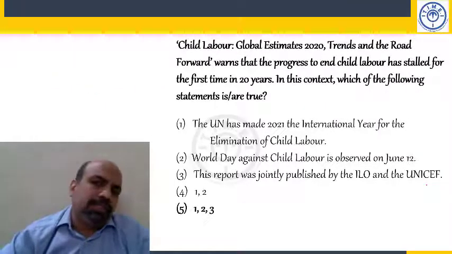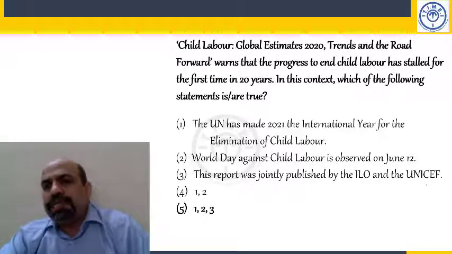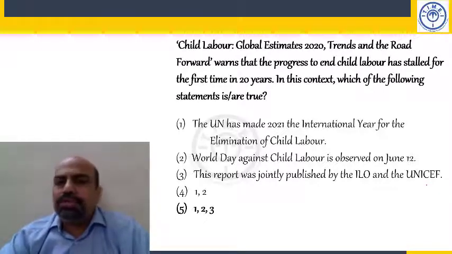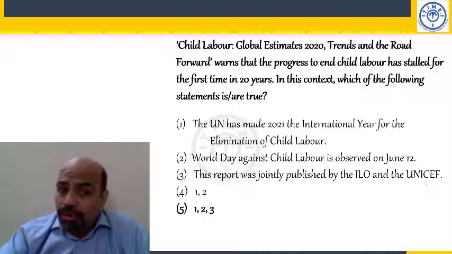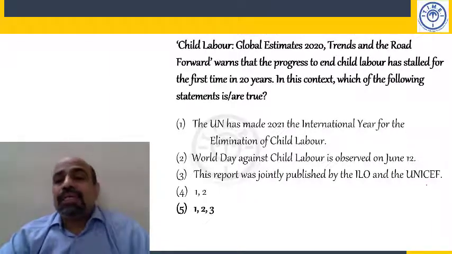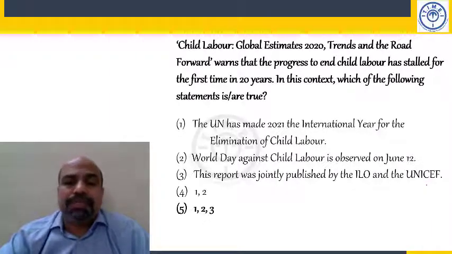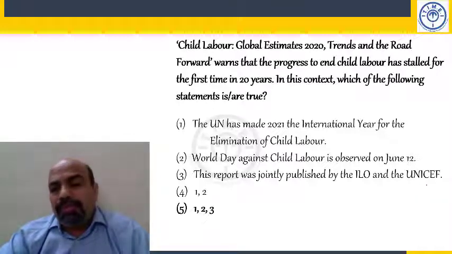Child Labour Global Estimates 2020, Trends and the Road Forward warns that the progress to end child labor has stalled for the first time in 20 years. In this context, which of the following statements are true? Well, all of them are true.